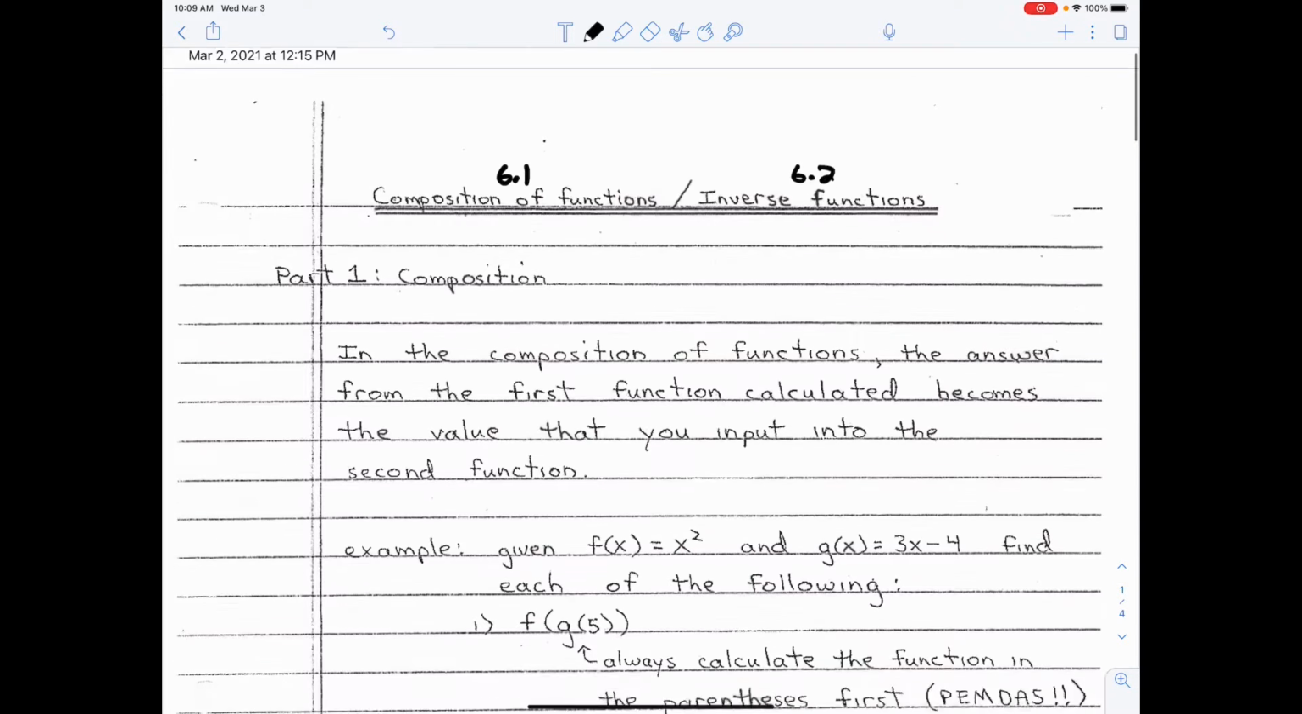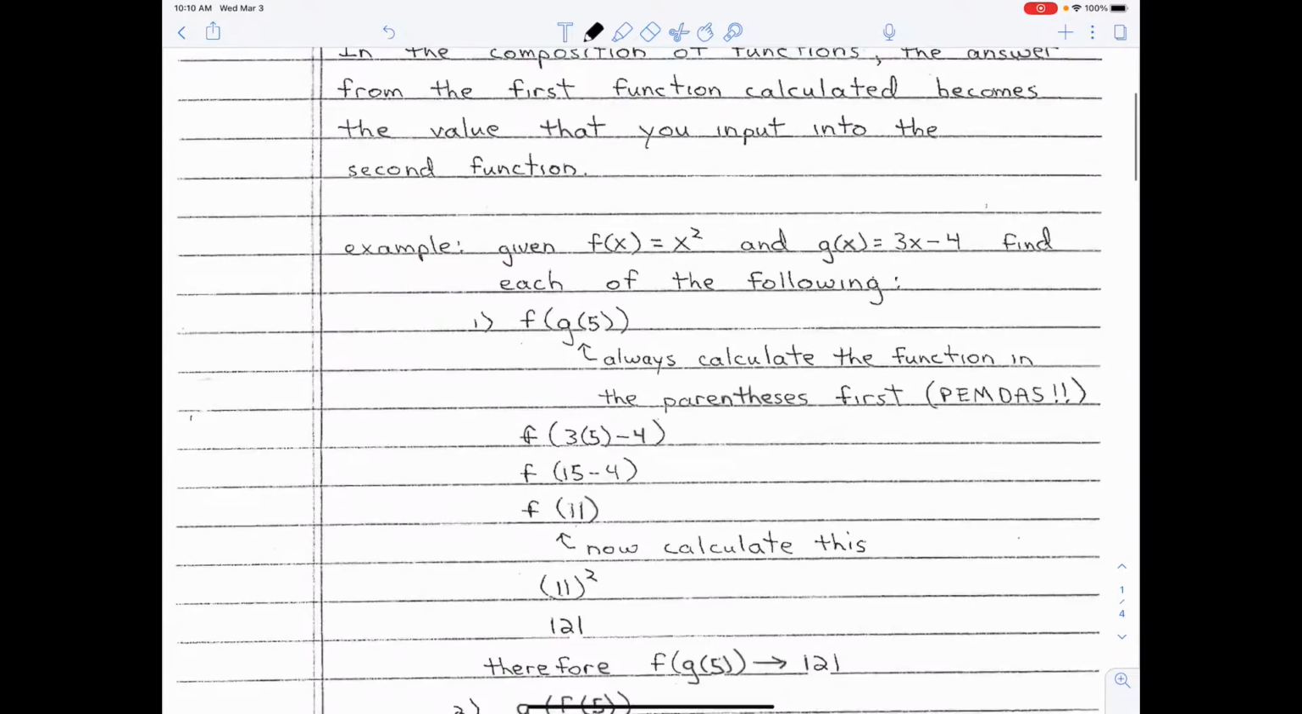Now, for an example, given f of x equals x squared and g of x equals 3x minus 4, find the first one, f of g of 5. According to PEMDAS, you do what's in the parentheses first. So we're going to find g of 5 first, and we're not going to do anything with the letter f. We're just going to carry it down. Okay? So let's find g of 5.